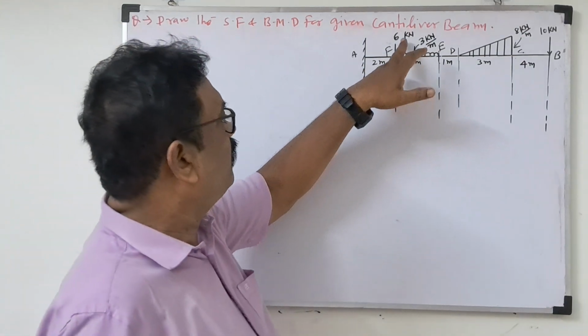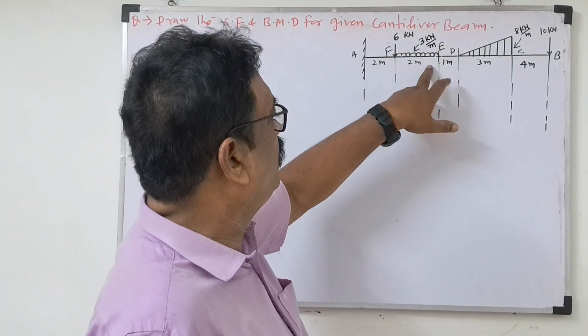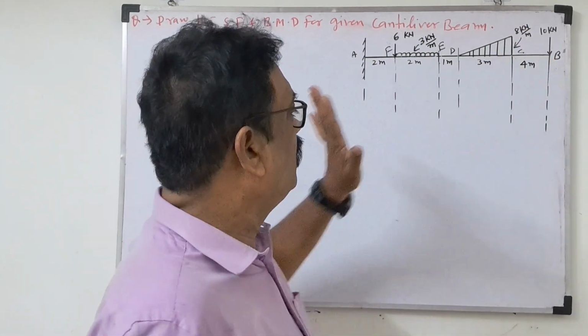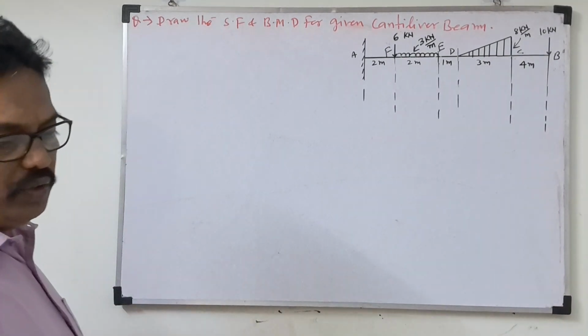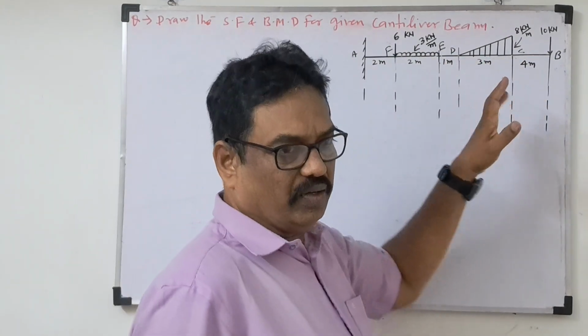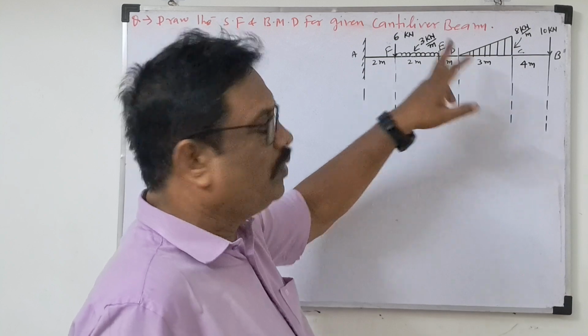So what is given here? Point load 6 kN, one UDL of 3 kN, UVL 8 kN per meter, 3 meter length, 1 point load. So for these problems, first we'll draw the load diagram. Why do we draw the load diagram? Generally we are not drawing it, but once we calculate the moment, it will be easy for you.